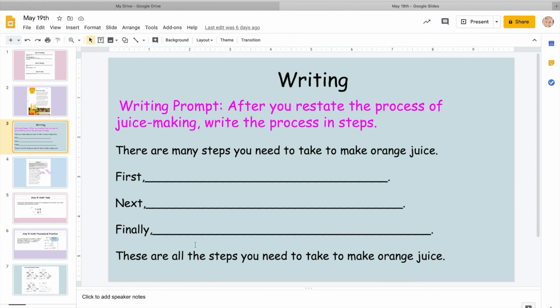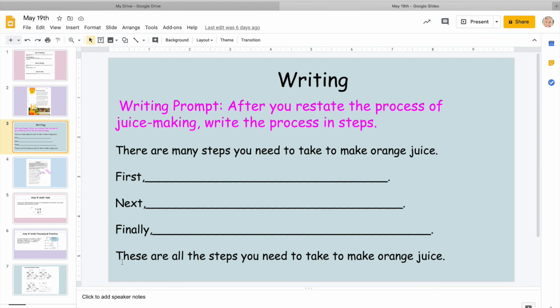I kind of gave you a little outline here to follow. This would be your initial sentence: There are many steps you need to take to make orange juice. And then I gave you first, next, and finally as your transition starters here to write your sentence out.